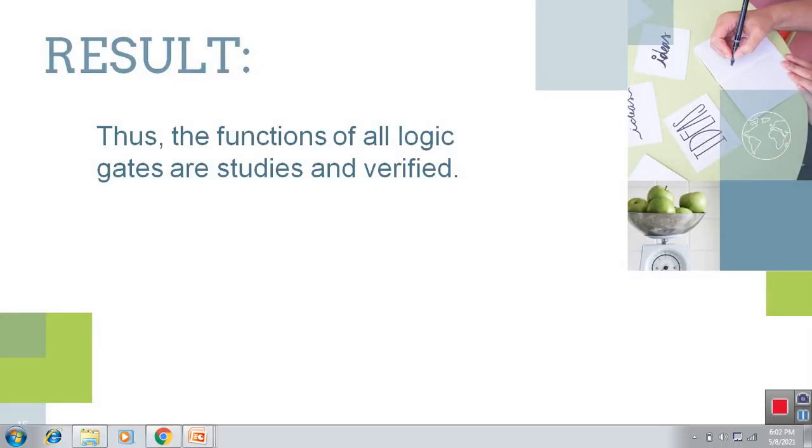And the result is that the functions of all logic gates are studied and verified. They are true.